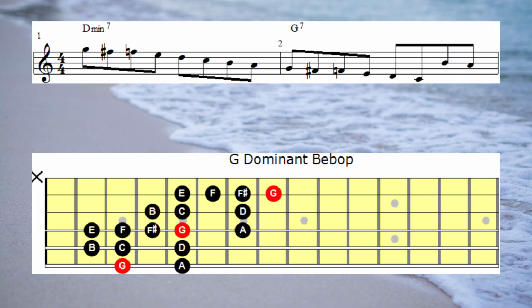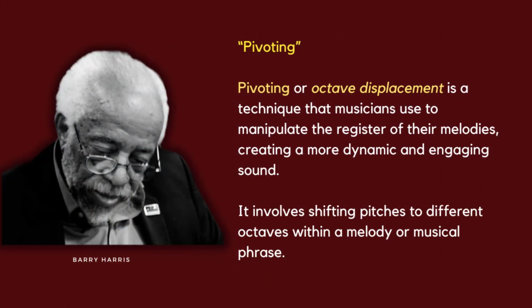Here's that same chord progression with the exact same scale played over the progression. The only difference is, for the last two notes in bar 2, we're playing these notes up an octave higher. And this is a technique that Barry Harris refers to as pivoting. In previous videos, I've referred to this technique as octave displacement. Now, it means the same thing.